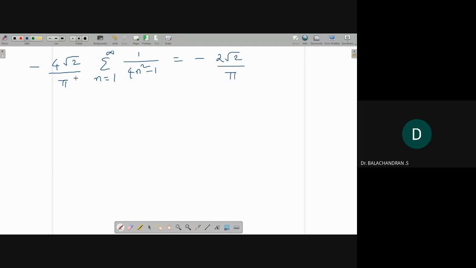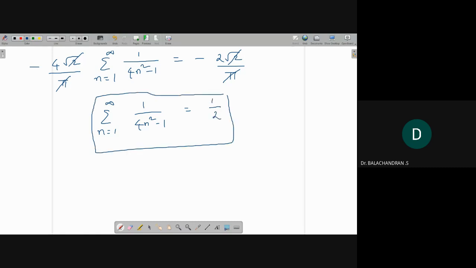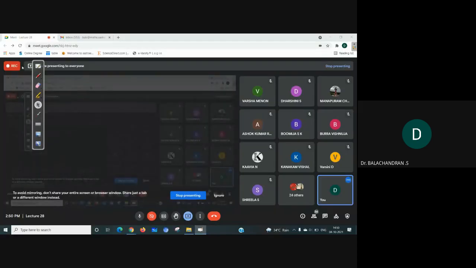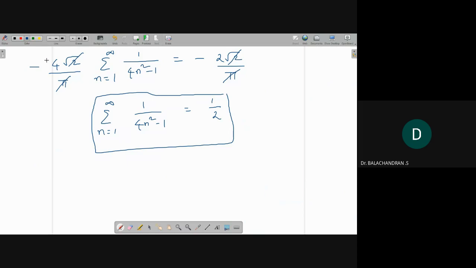So pi gets cancelled, root 2 gets cancelled. So the final answer, summation n equal to 1 to infinity of 1 by 4n square minus 1, equal to minus 2 by minus 4, is 1 by 2. So this is the final answer. Okay, so the practice problem.